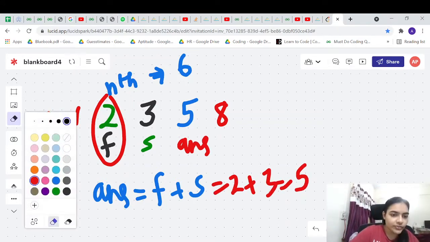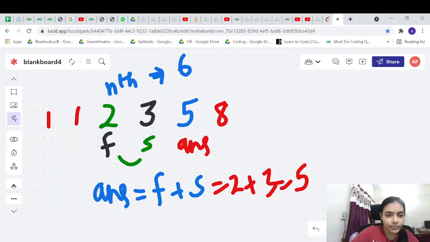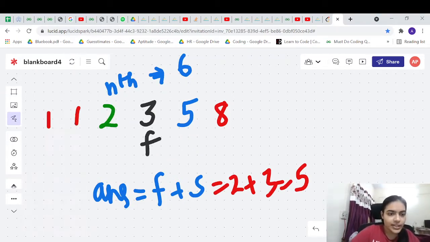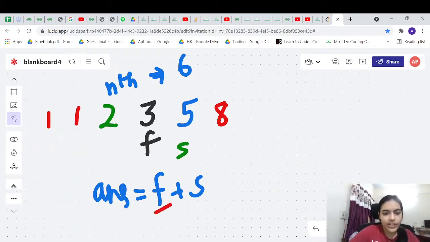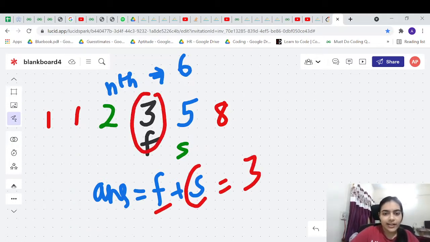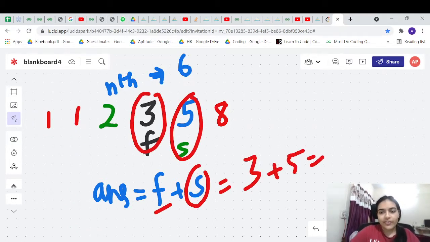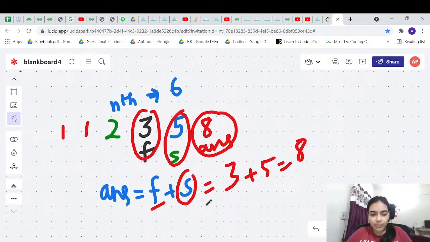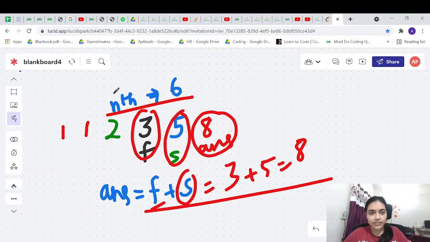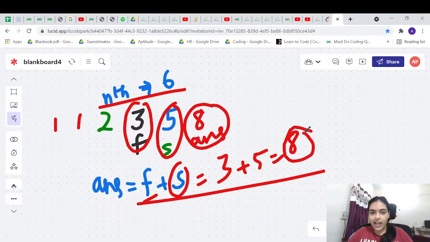Okay. Again I shift the values. So first comes here, second comes here, and again my answer variable will change. So what is first? First is 3. What is second? Second is 5. Okay, so 3 plus 5 is equal to 8. So my answer will become equal to 8, and I keep doing this until I get the nth value which is needed. So I have reached my answer, which is equal to 8.